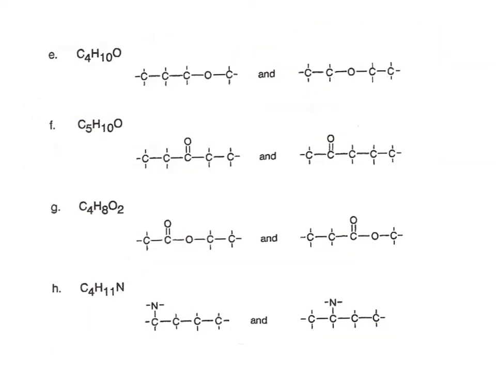Let's try letter E, which is C4H10O. And since they both have the same formula, there's a possibility that they are isomers. Remember, they could still be the same, but we're going to check for isomers. Now let's see what class of compound we have. And we see here that we have a carbon-oxygen-carbon and another carbon-oxygen-carbon in the other structure. So they're both the same, but what class of compound are they? Hopefully you got that these are both ethers.